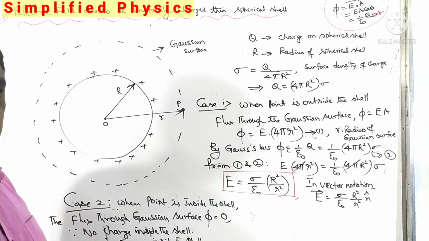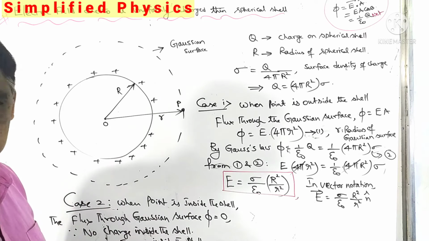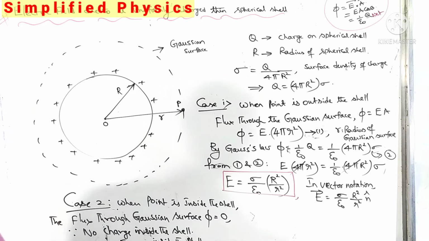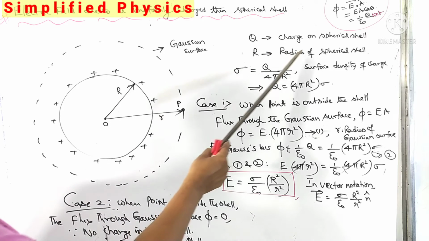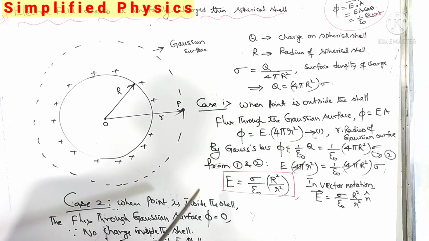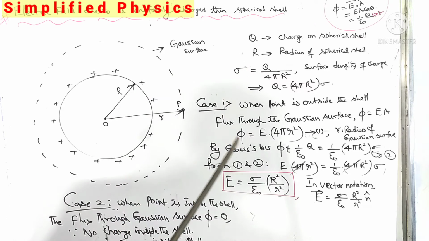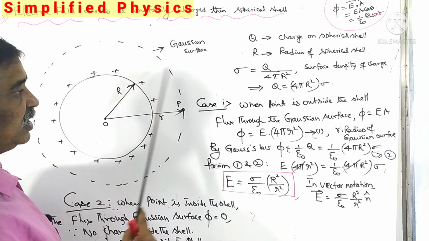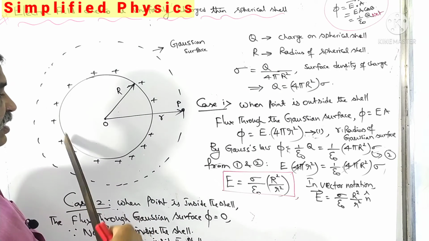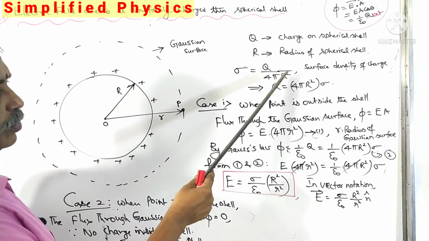A thin spherical shell is nothing but a hollow spherical surface. We have taken one hollow sphere that is empty inside, nothing is there. It is charged, so the charge on the sphere is say Q. Q is the charge on the spherical shell, and its radius is R. We define the surface density of charge sigma as charge by area, that is, charge Q divided by the area of the spherical surface, which is 4 pi R square.